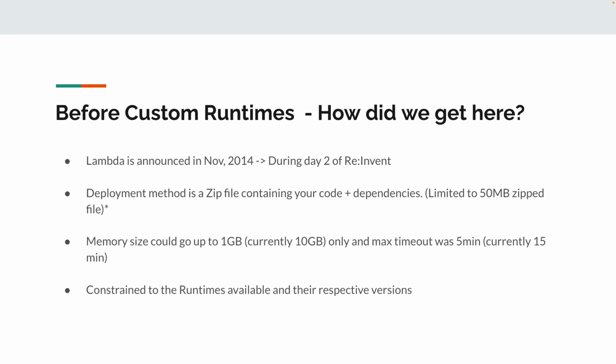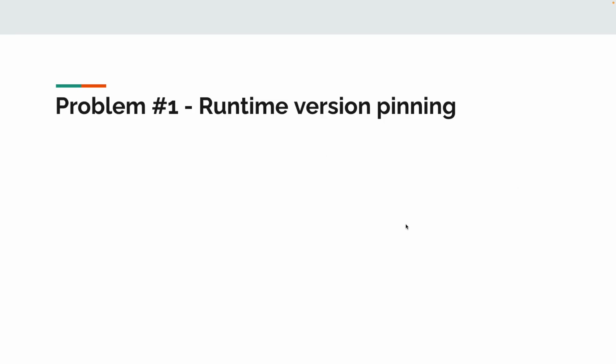But there is one thing. In the past, you were constrained to which runtimes, and when I say runtime, I'm talking about the programming language that you could use on your Lambda function, either Python, Java, and I don't remember all of those that have been released at the time. But you were not only constrained to which of them were available, but most importantly, which versions were available, which is interesting because that creates two interesting problems.